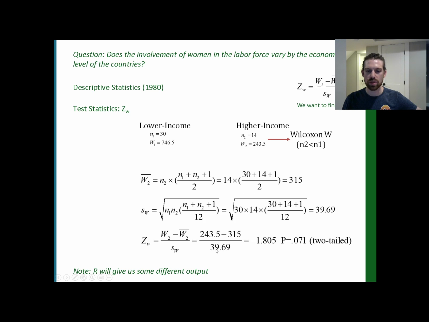And then we divide it by 39.69, which is the value which we got here for this SW. Basically we get minus 1.805, which, if we then use the pnorm function, for example in R, gives us a p-value of 0.071, which again is not significant.